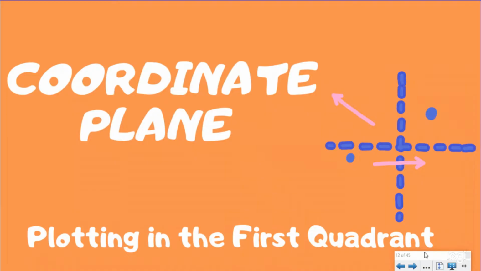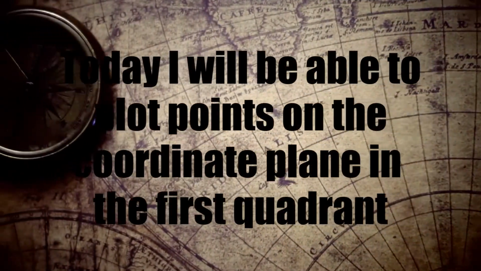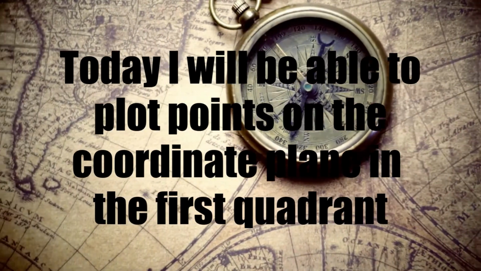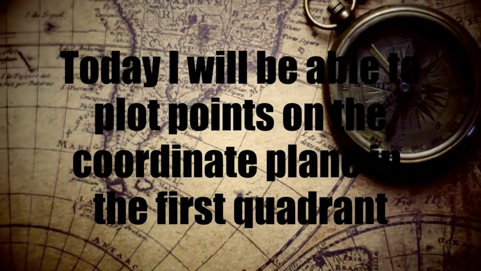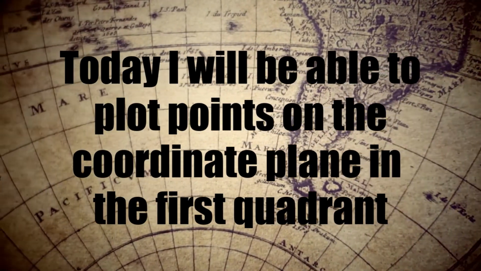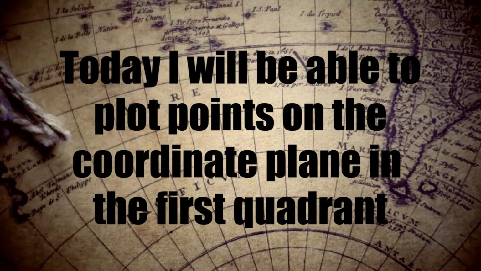Today we're going to be talking about plotting in the first quadrant. So let's take a look at what we're doing today. Our objective today: I will be able to plot points on the coordinate plane in the first quadrant. Last lesson we learned a little bit about the parts of the coordinate plane and how to read the directions on them with our ordered pairs. Last lesson I gave you the point and you told me the ordered pair. Today I'm going to give you the ordered pair and you're going to get to plot the point.